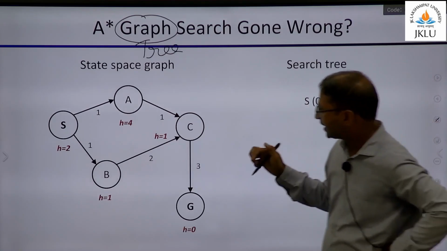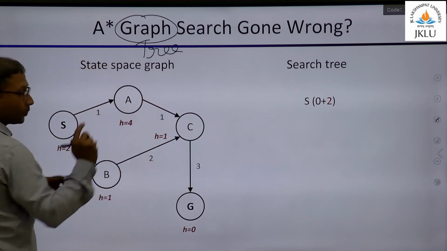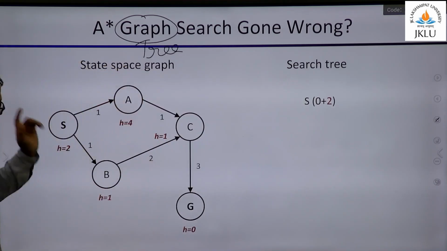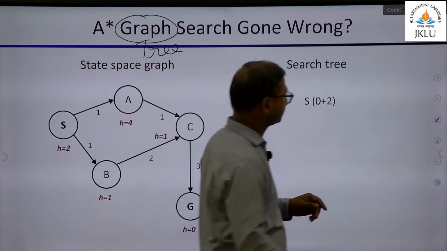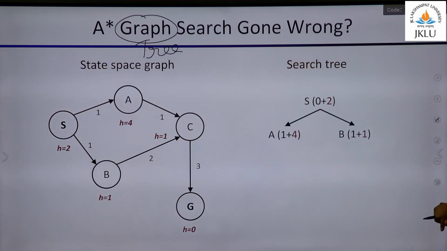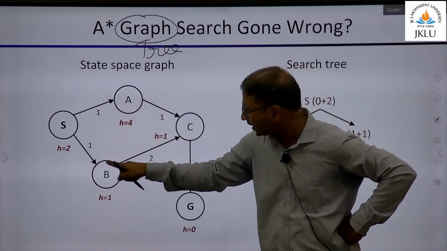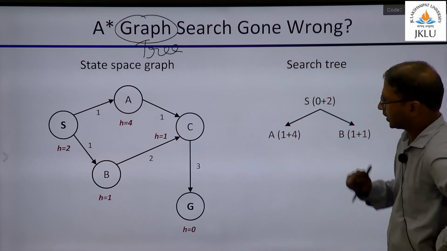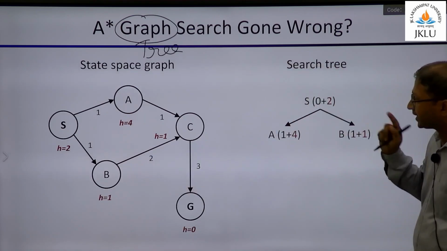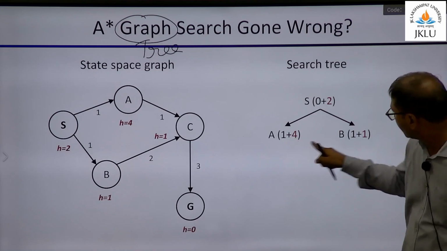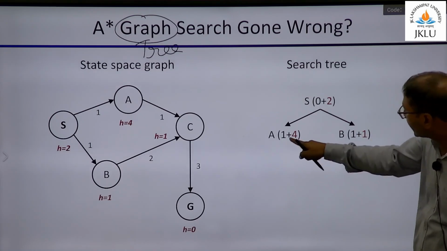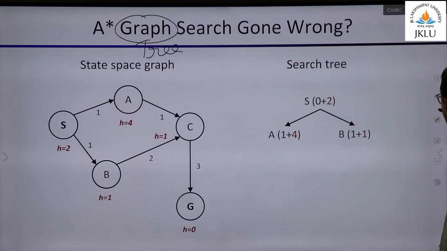So we start from S. 0 plus 2. Now everybody understands? Alright. What will be the next? A or B? Here you have 1 plus 4 and here you have 1 plus 1. Done? Next. B can take me to C and A can take me to C. Okay? And which of these two will I do?